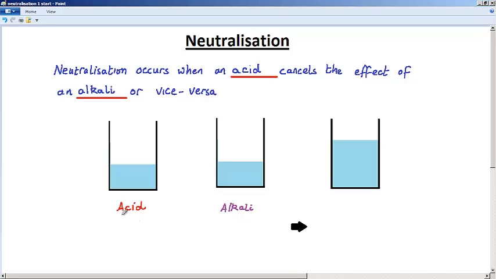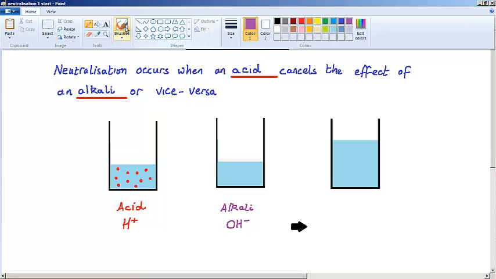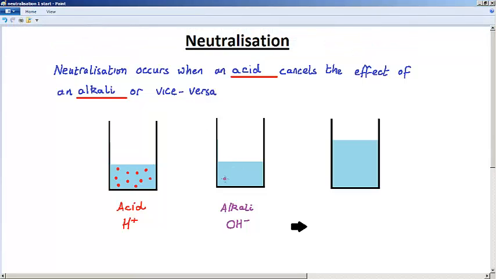Remember that acids produce ions called hydrogen ions, which look like this. We have an H and a positive charge, and we're going to represent this acid by symbolically introducing, say, 10 hydrogen ions. Now, the alkali contains ions called hydroxide ions, which look like this. We have an O and an H, and these have a negative charge. And as with the acid, we're going to introduce this time 10 hydroxide ions to our alkali.